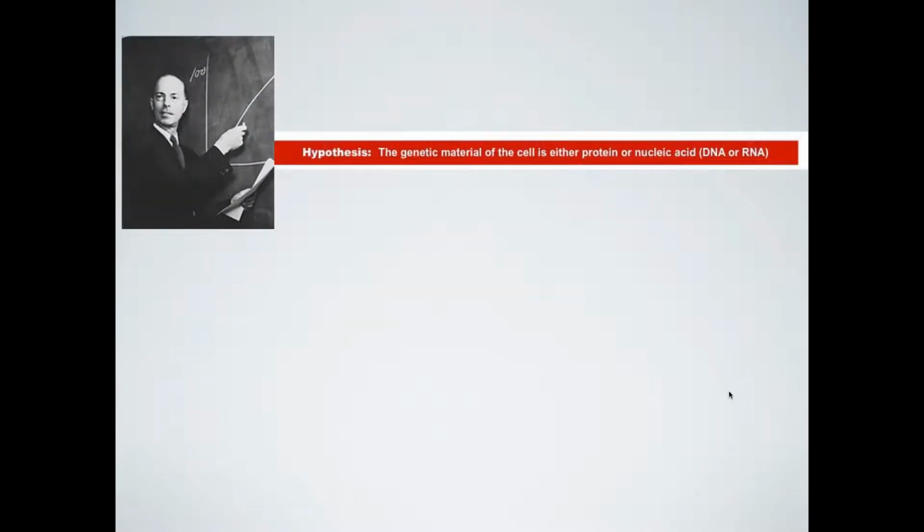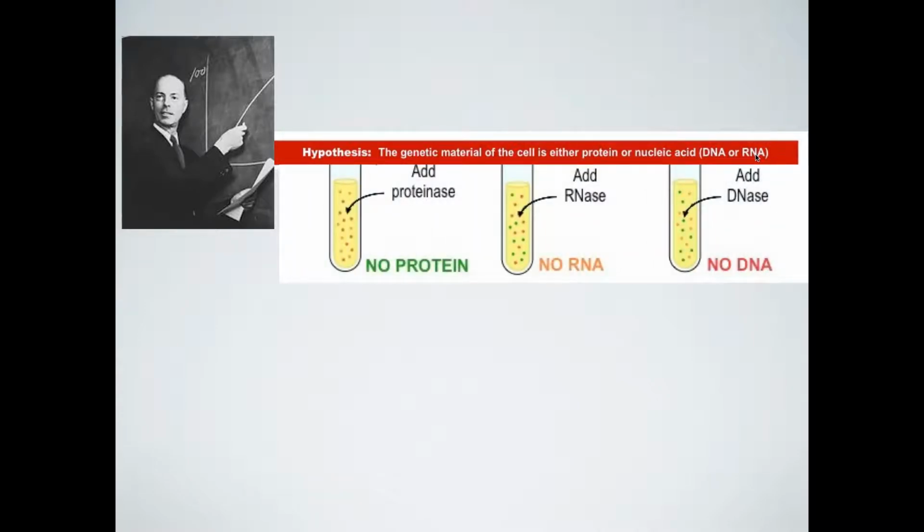So, hypothesis here. It's either going to be protein, or it's going to be DNA, or it's going to be RNA. Those were the only three molecules people could think of that could possibly be carrying this genetic information. And so what do you do? Well, we have enzymes, remember, that can destroy things and break things apart. So there is a proteinase that gets rid of protein, so there's no protein in a sample.